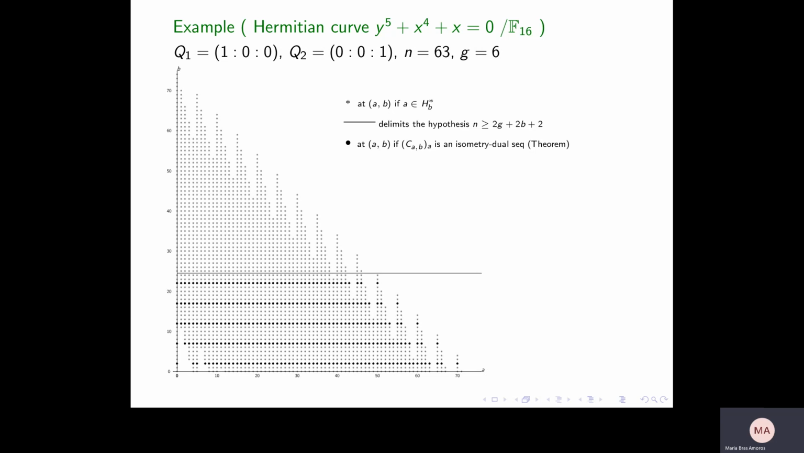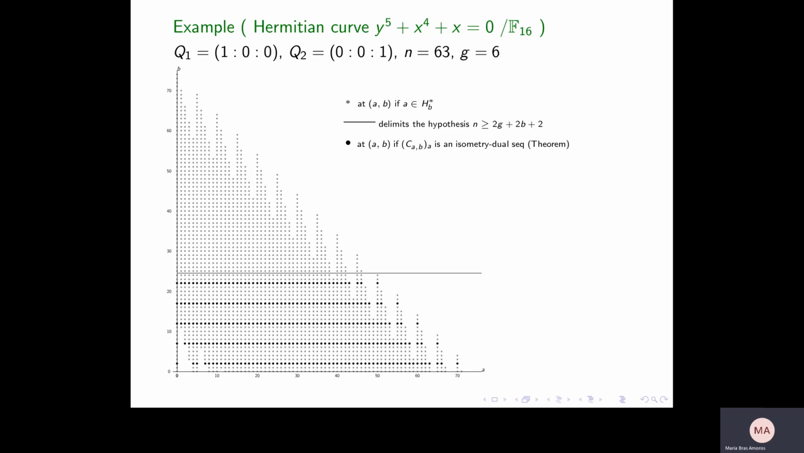We illustrate now the previous theorem with an example. In this case, we take the Hermitian curve with equation y to the 5 plus x to the 4 plus x equal to 0 over the finite field of 16 elements. In this case, you can take Q1 to be 1, 0, 0, Q2 to be 0, 0, 1, and we have n more points with n equal to 63. In this case, the genus equals 6.